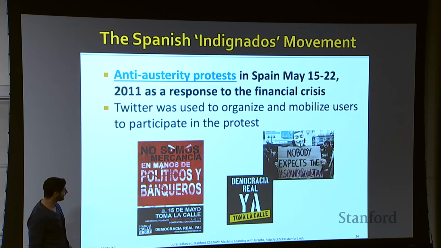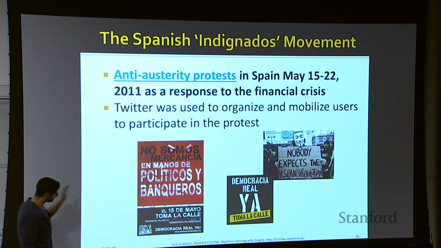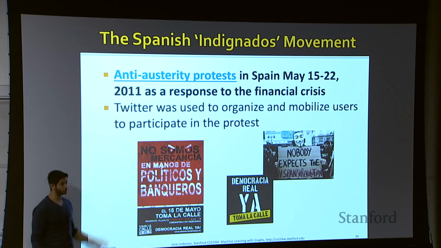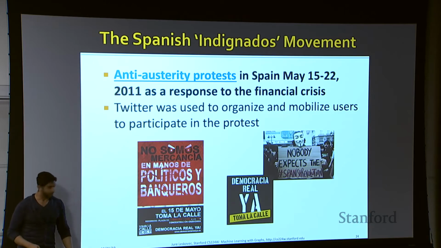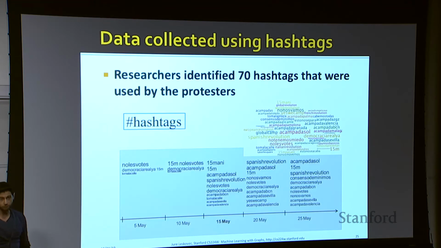And what they did is, Twitter was relatively early stage back then, especially in Europe, there was not a huge adoption, but people decided to use it to organize and mobilize users to participate in the protest, okay? So clearly, the government had to receive the message from all the people running on the streets and expressing their discontent for what was going on. So how did they organize this, and how did the authors design their study?